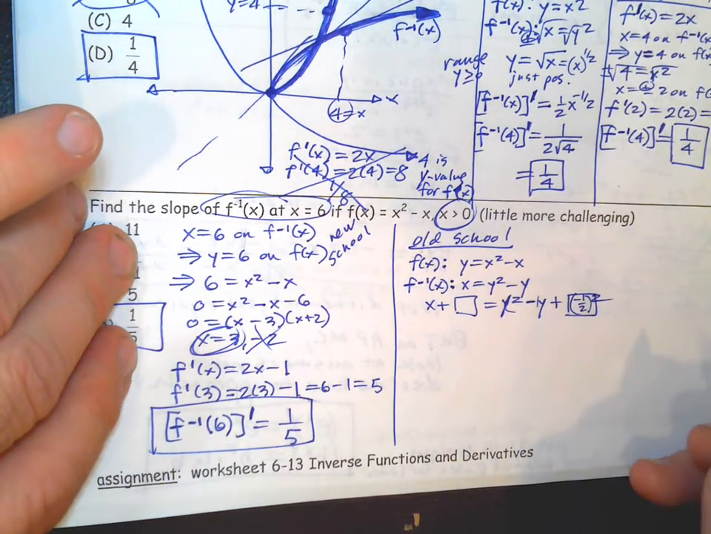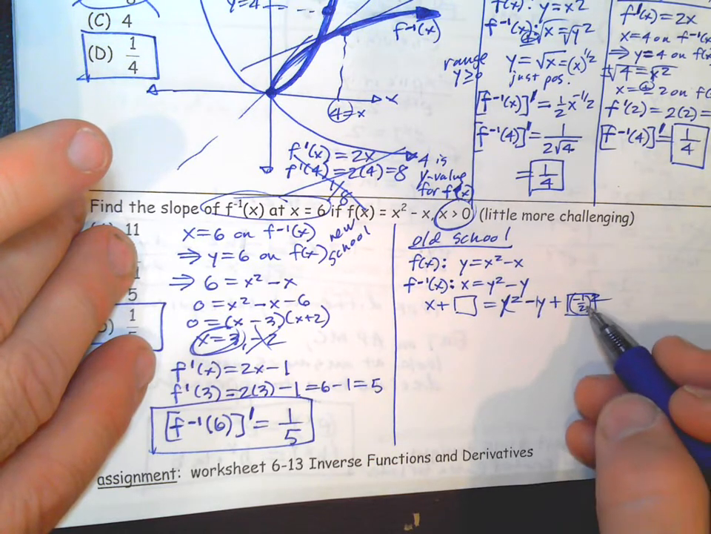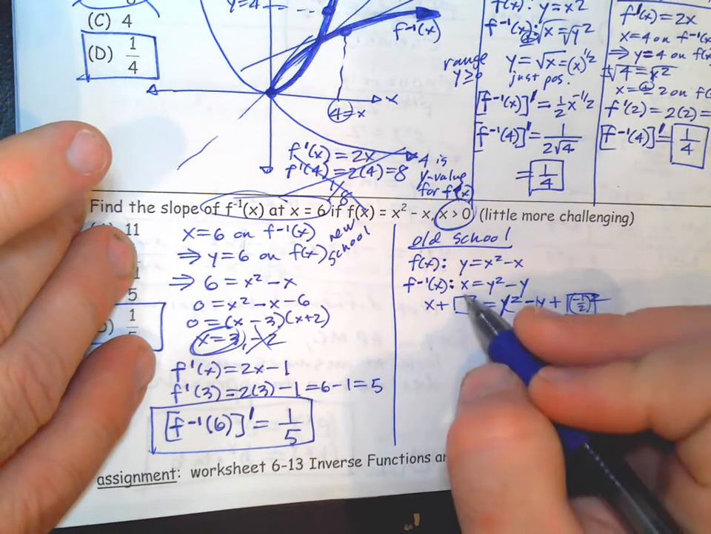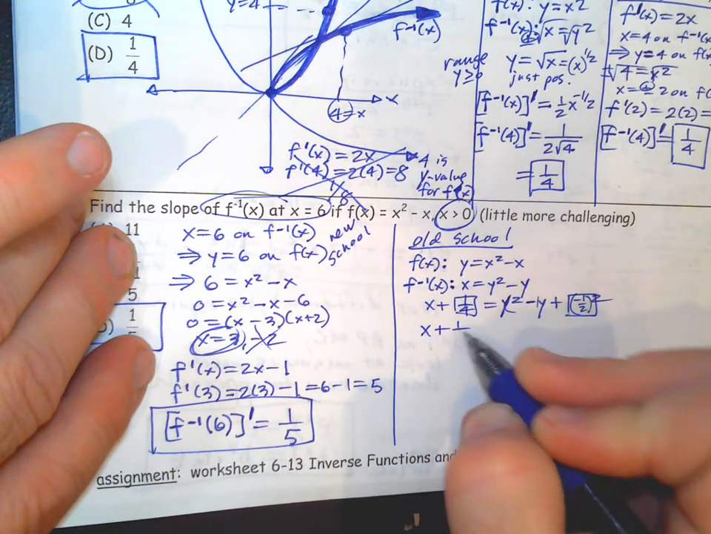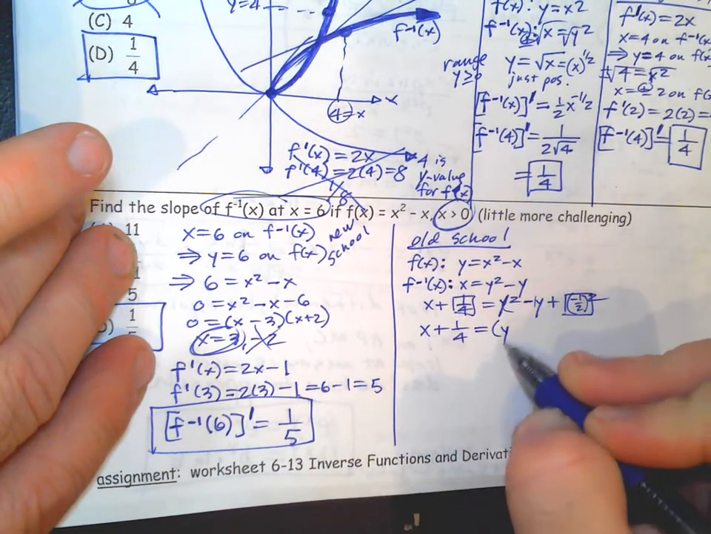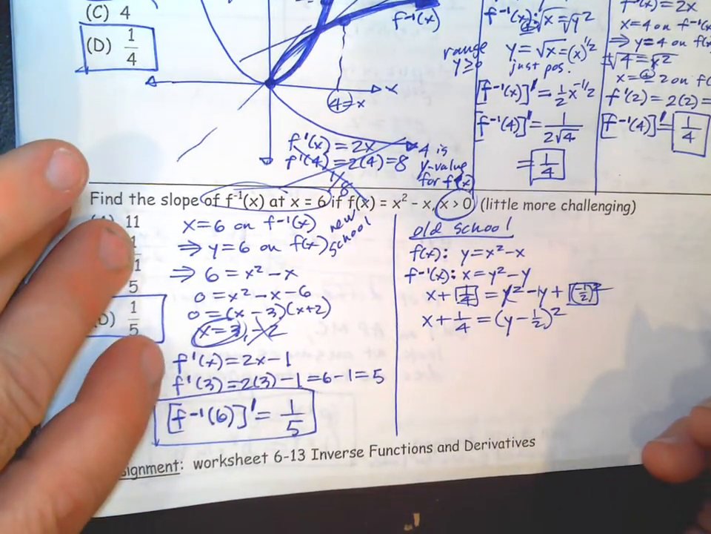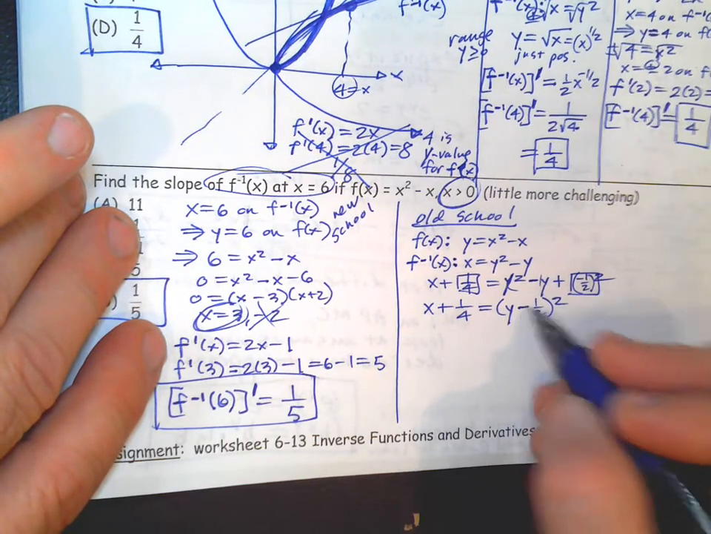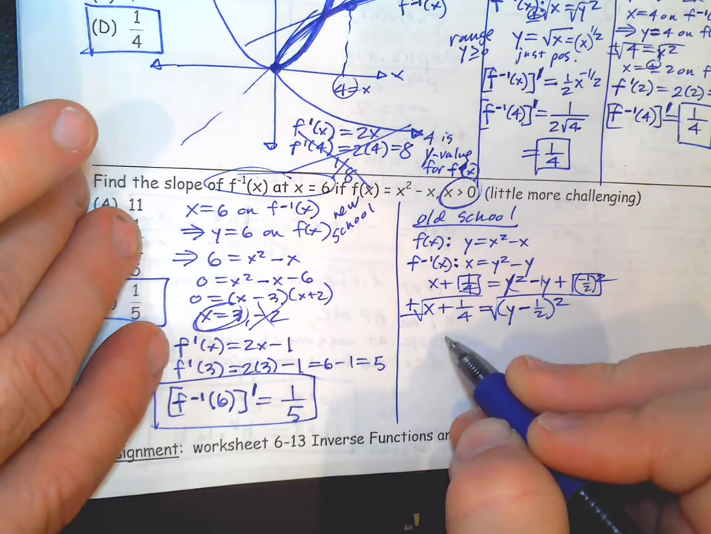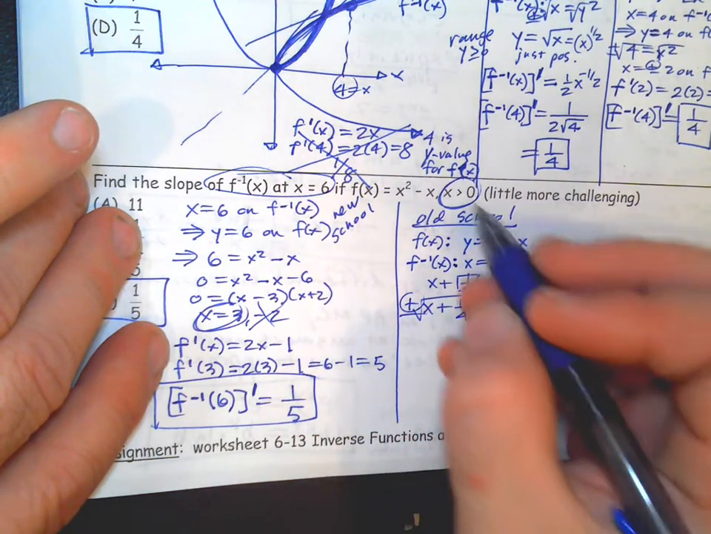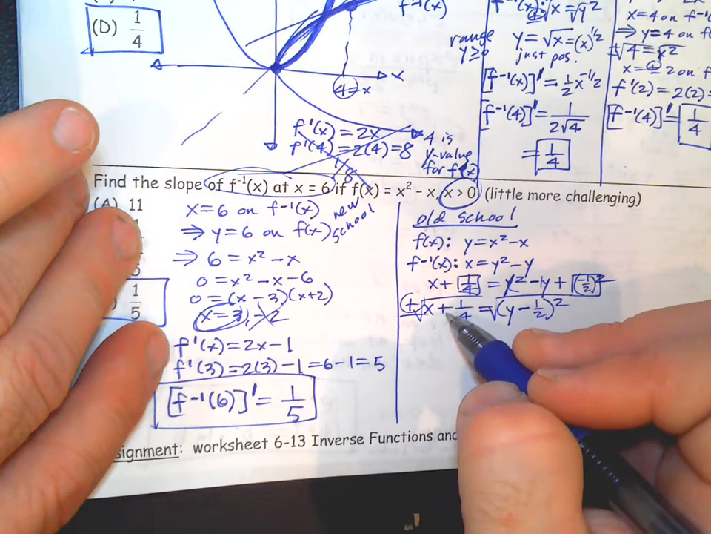And we can add anything new we want as long as we balance it out by doing the same to the other side. So we essentially added a positive 1/4 here. We need to add a positive 1/4 over here. So now the function looks like this. And now you can complete the square: y minus 1/2, squared. And this allows you to now solve for y. Take the square root of both sides, plus or minus. We're going to go with the positive because if x is greater than 0 on the original function, then y has to be greater than 0 on the inverse function.